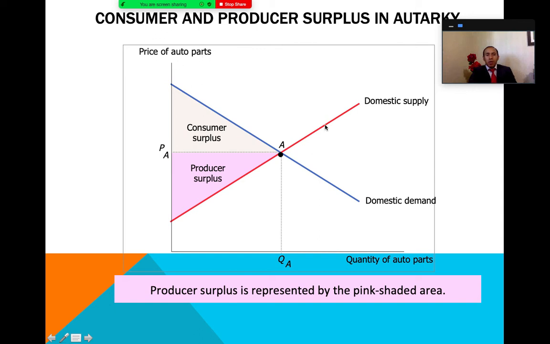Assume that we make all of the cars in the United States domestically, and you can only consume domestic. Buy domestic and produce domestic. Produce domestic and buy domestic. This is what this model is indicating. When the market is open to international trade, or open to the international community or international goods, consumer surplus and producer surplus will change, and the equilibrium price will also change.